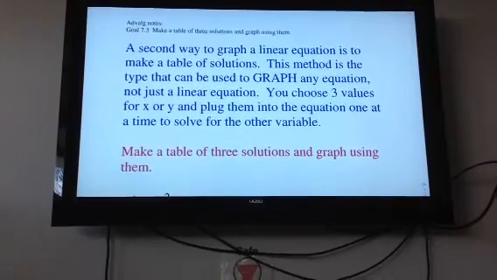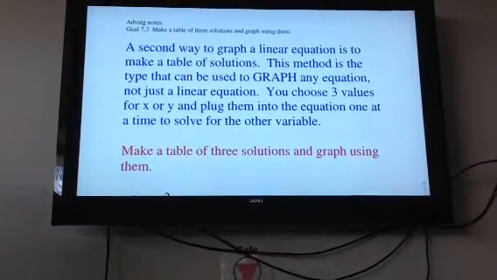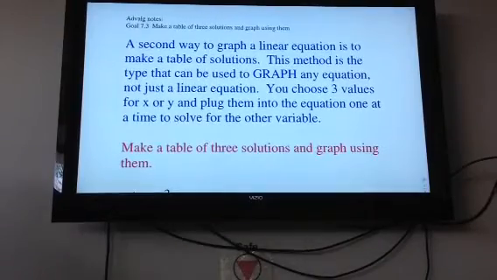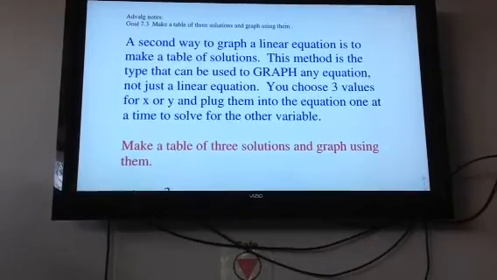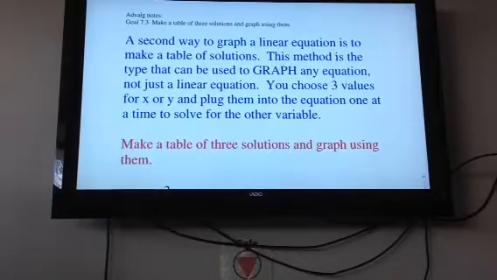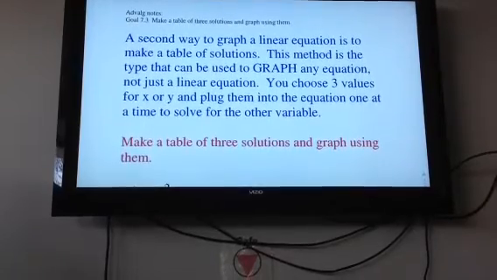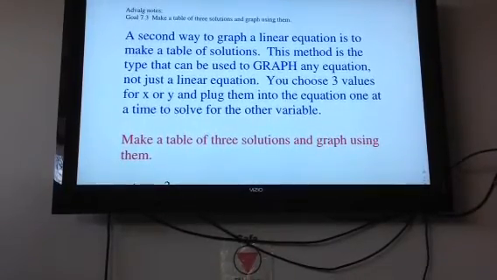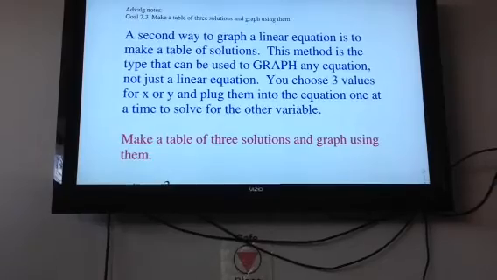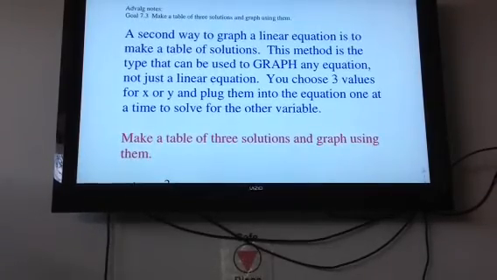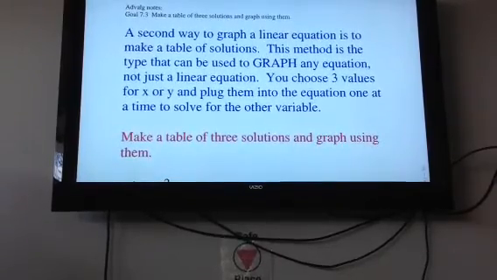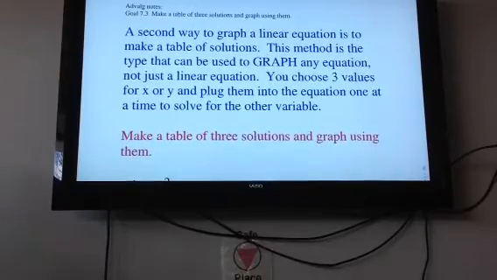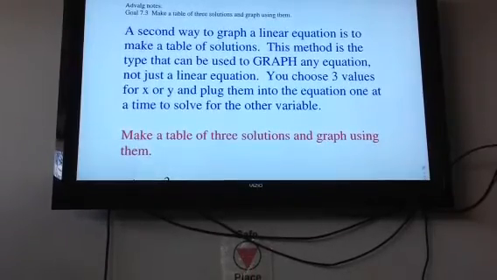Like if you have a circle, for example, that sits way down in the fourth quadrant, you wouldn't have any intercepts. Okay? So not all graphs have intercepts. But this method you could use all the time for anything, whether it's a trigonometric graph or a hyperbola or any kind of graph at all. You can use a table to graph.